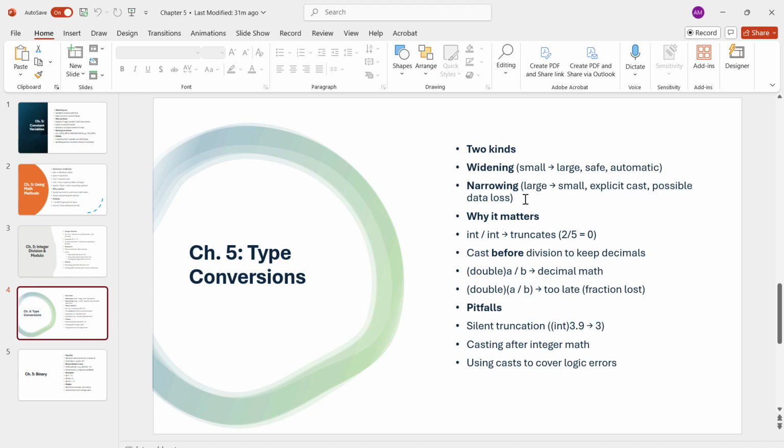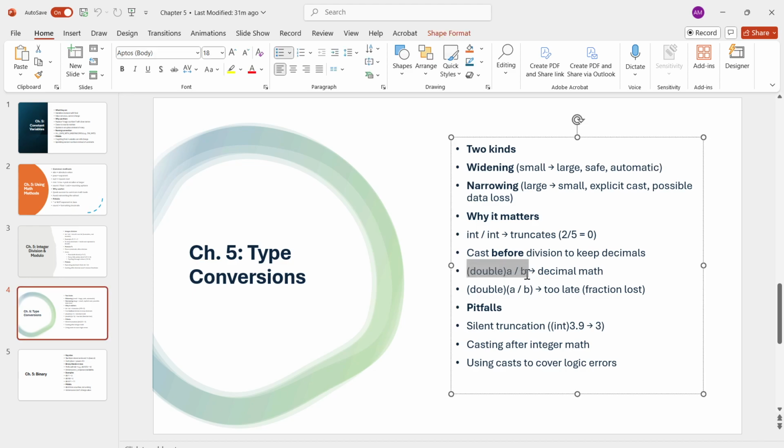The easiest way is to cast before you divide, like double a divided by b. Now Java does decimal division, so you keep the fraction. If you cast after dividing, it's too late. The integer division already threw the fraction away, so you just turn 2 into 2.0. Let's make it concrete. Imagine a is equal to 5, b is equal to 2, and a divided by b gives you 2, which is basically int math.